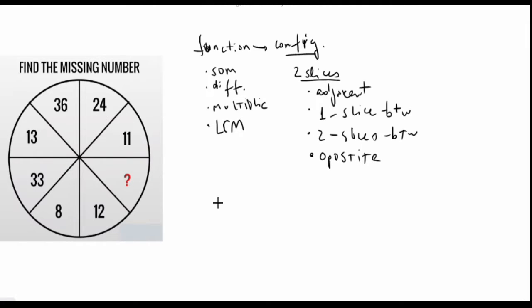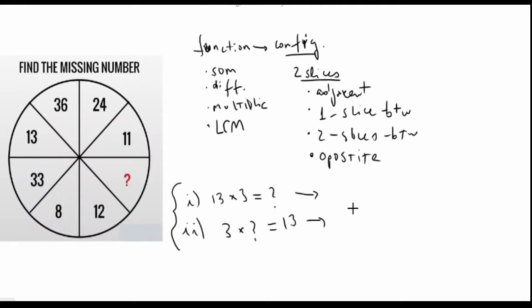So the question is, what alternative is the valid one? 13 multiplied by 3 is equal to question mark, or 3 times question mark is equal to 13. We have two alternatives, and the truth here is we can't say that one is more correct than another. And I will show you why. In one alternative, the question mark will be equal to 39, and in the other alternative, the question mark will be equal to 13 divided by 3.